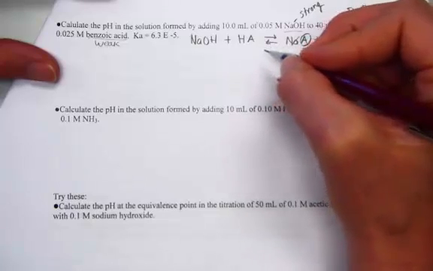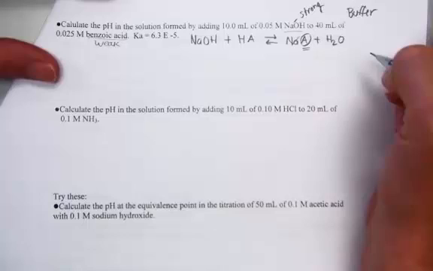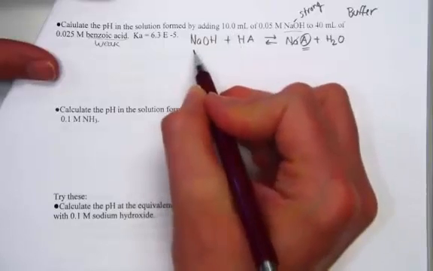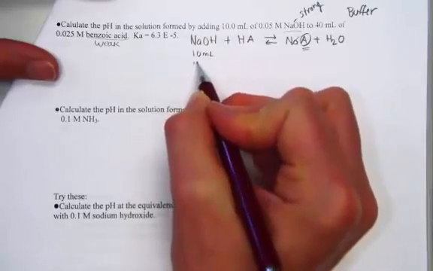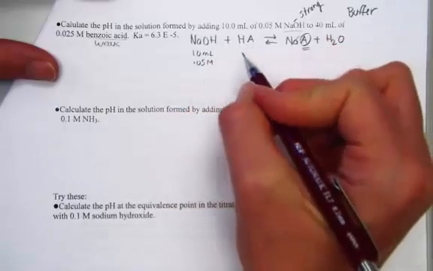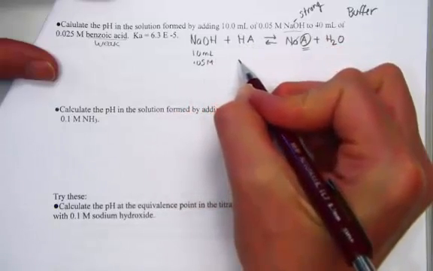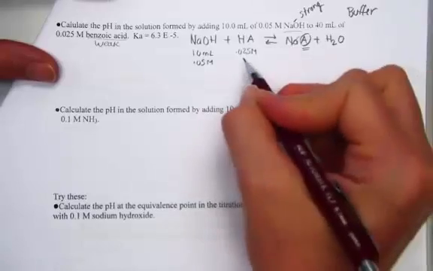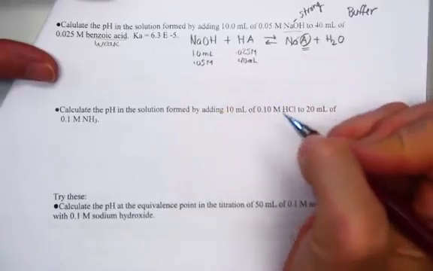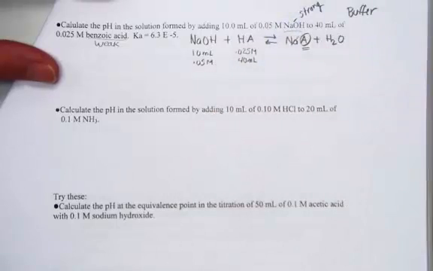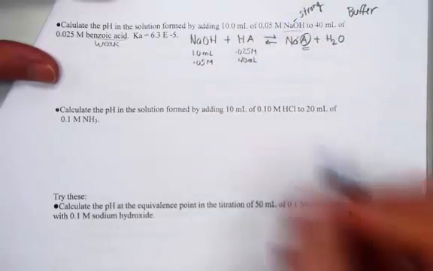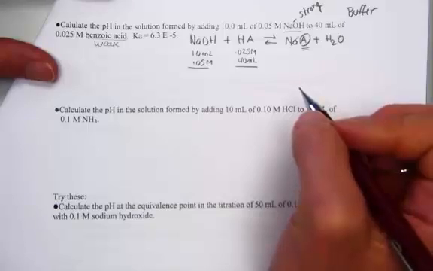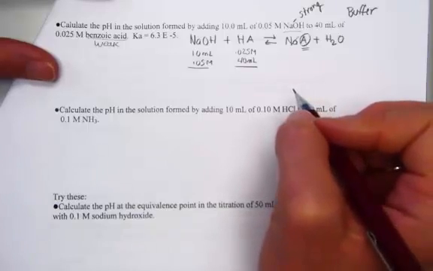So we see a strong base with a weak acid: stoichiometry first, followed by the Henderson-Hasselbalch. Let's consider what we know. We have 10 milliliters of a 0.05 molar base and 40 mils of 0.025 molar benzoic acid. So we have a volume and molarity of both the acid and the base. Let's hit molarity times liter and find the number of moles of each of our ingredients, the acid and the base, to determine if we indeed have a limiting and excess reagent.